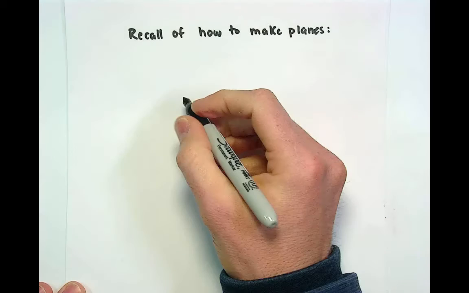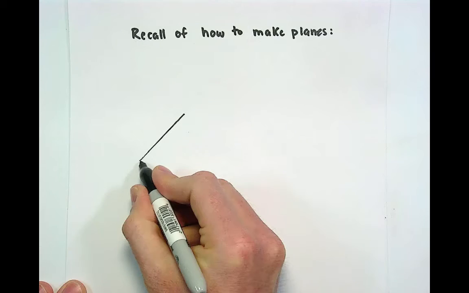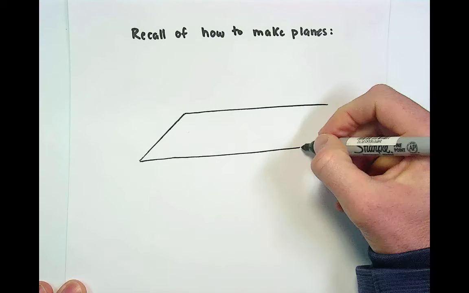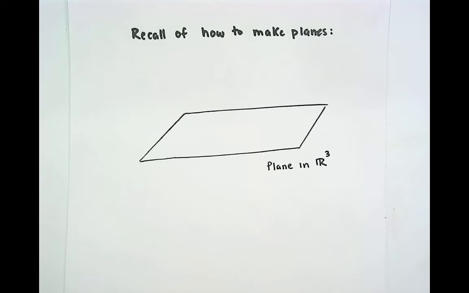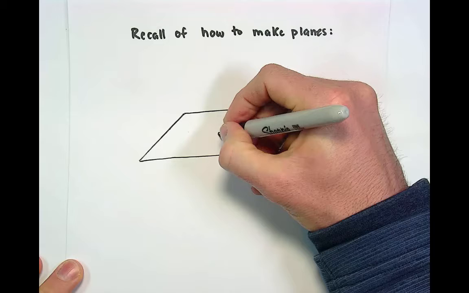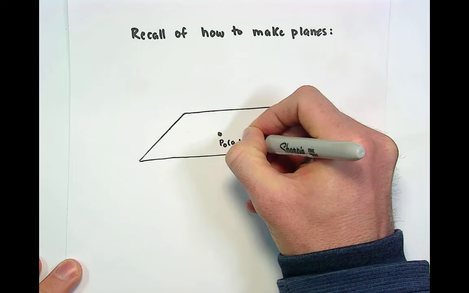This is a recollection of how we constructed planes. So let's say that we have a plane in R3. This is some plane that we want to graph. And recall that we had two equivalent ways to think about this plane. If we slap a point P naught, in this video we're going to call P naught a, b, c.